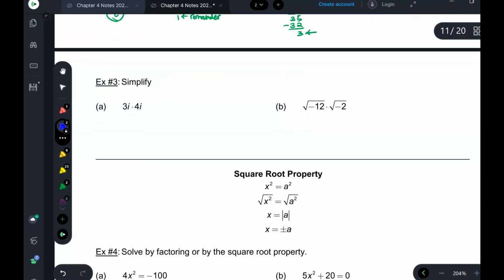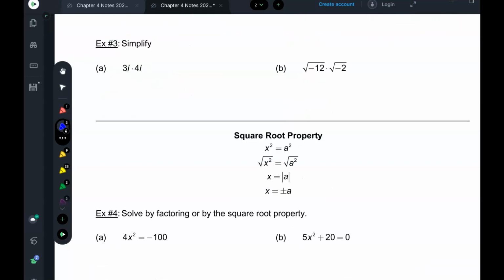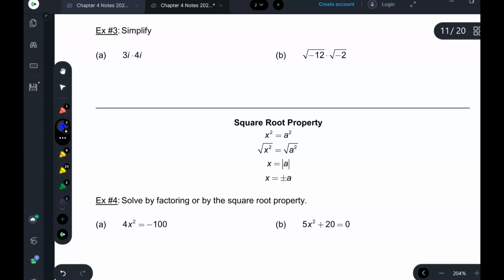You good, Lily? Okay. All right, let's look at some simplifying, and then we'll do square root property. I know, very exciting. Okay. Are we having a worksheet for this? Oh, I have a worksheet for, I think, 4.7.